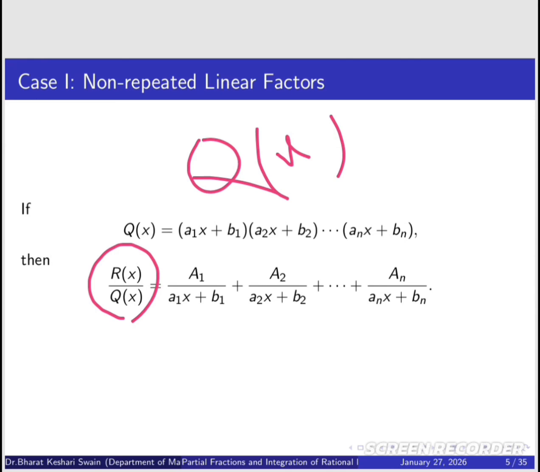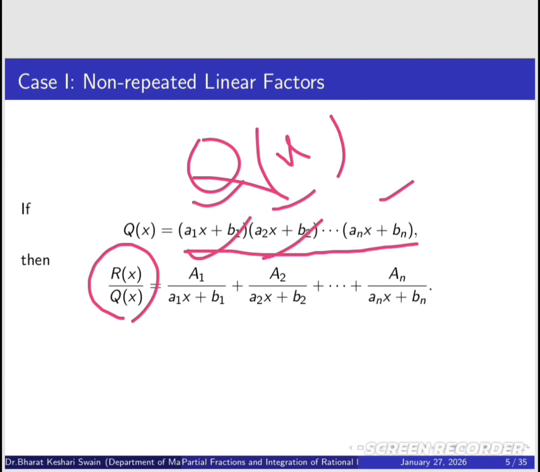Non-repeated linear factor. Suppose q of x, that means the denominator of the proper fraction, is in the form like this, a1x plus b1 into a2x plus b2, like this up to anx plus bn. Suppose these are the linear factors. That means your denominator is in the form of a product of linear factors. That must be non-repeated linear. This is one of the linear factors.